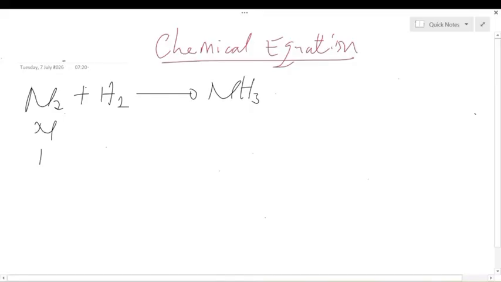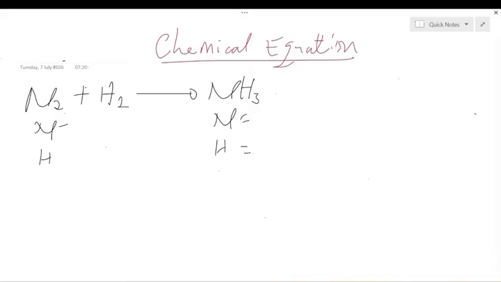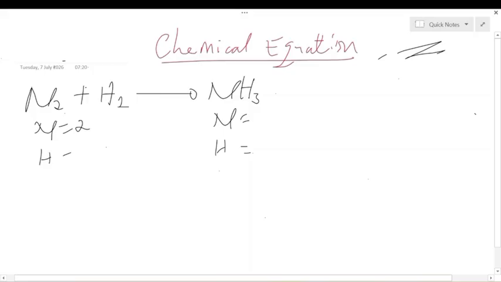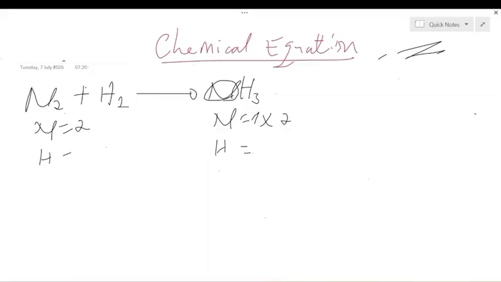Nitrogen, you write the elements involved on both sides and count the number. So we have 2 atoms of nitrogen on this side. How many nitrogen atoms do we have here? We have only one nitrogen atom. You consider 1 and 2 are not the same. Let's multiply this by 2 and add it in front of what we are balancing.